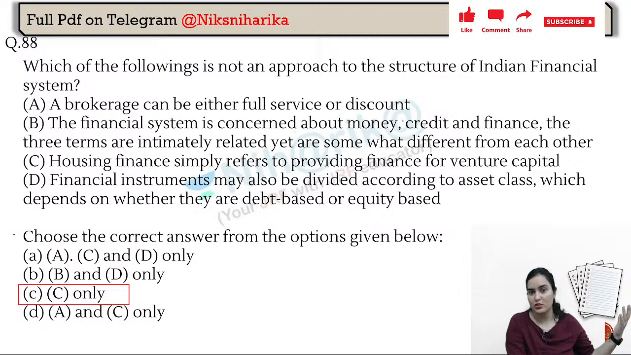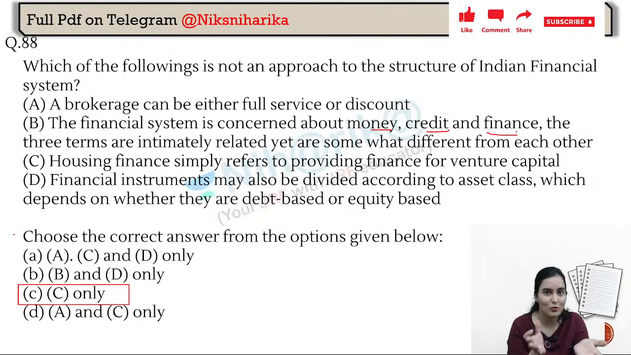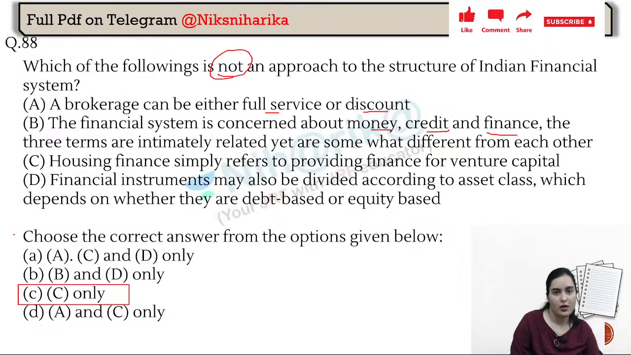The financial system is concerned about money, credit, and finance. Where I also asked you the difference between money and finance, which is bigger. This was the exact same line. So definitely this will be included. What we have to tell is which is not the approach. Now if you see, a brokerage can be either full service or a discount. That's true. What's wrong in that? A financial instrument may be divided into asset classes, which depend upon whether they are debt based or equity.